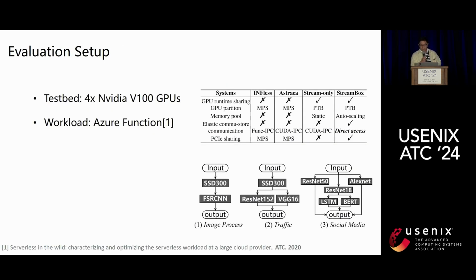So next, we conduct an intensive comparative experiment. Our experiments are conducted on a server equipped with 4 V100 GPUs and use real-world traces to simulate the workload. In addition to comparing with existing serverless inference systems, we designed a stream-only baseline. That is, we remove our 3 optimizations from our approach. I will show the key results here.